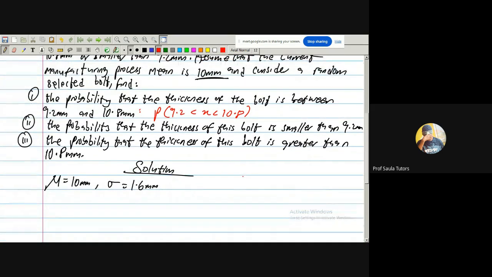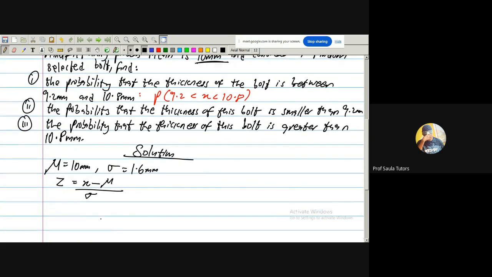Okay. Now, don't forget, the first thing is that we will try to standardize these two values. Yes or yes? Yes. Okay, remember, to standardize our value, we say Z equal to X minus mu over standard deviation. Standardize. Are we together? Yes. Now what we are asked to find is this probability, 9.2 less than x less than 10.8. Good. So let's go.